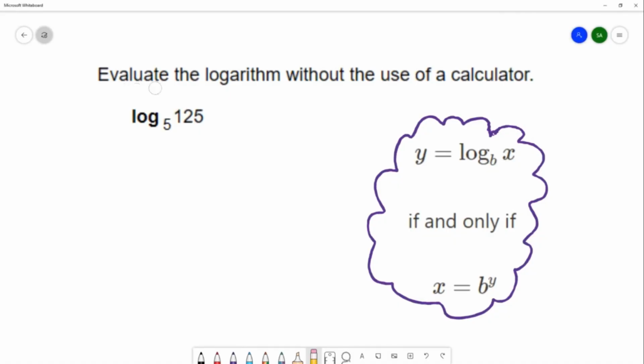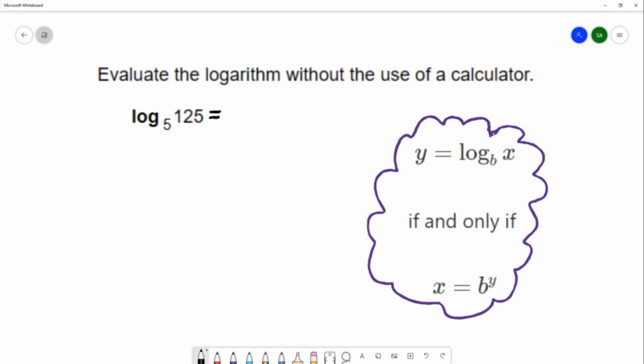In this question, we want to evaluate a logarithm without the use of a calculator. The logarithm that we want to evaluate is log base 5 of 125. The strategy that I use for evaluating these logarithms without a calculator involves converting them to an exponential instead of a logarithm, which I'm much more comfortable simplifying.